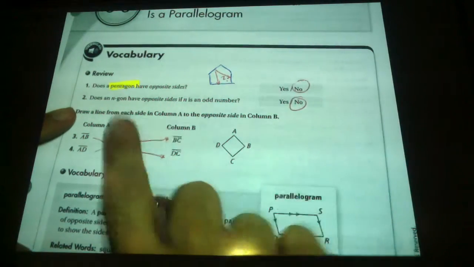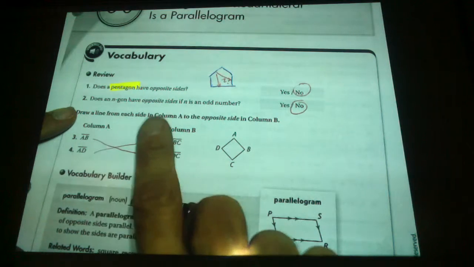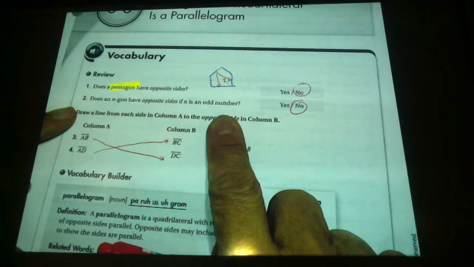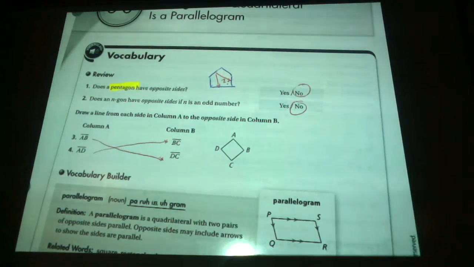And then the question asks, does an n-gon, so whatever side polygon, have opposite sides if n is an odd number, like a septagon or a nonagon? You're going to run into the same problem. And so your answer should be no.